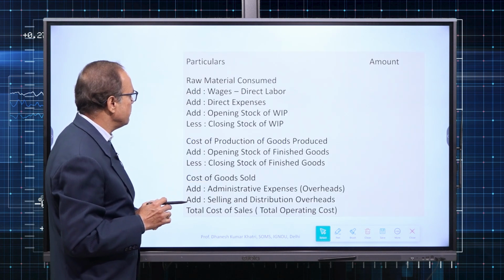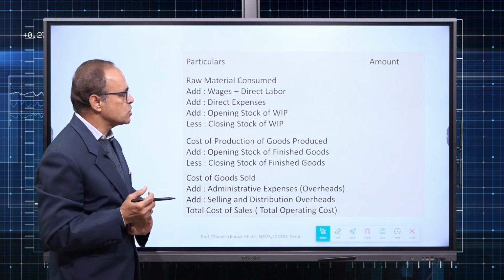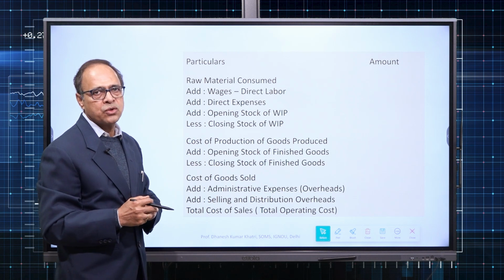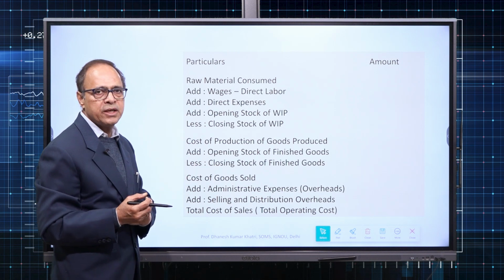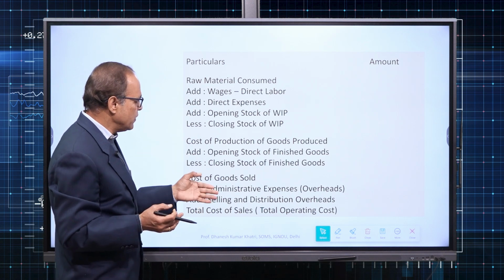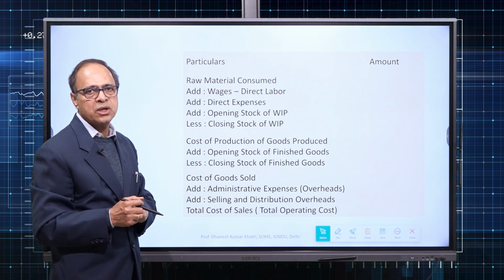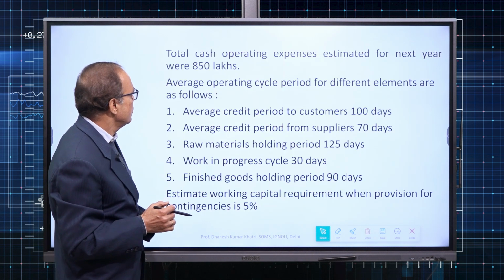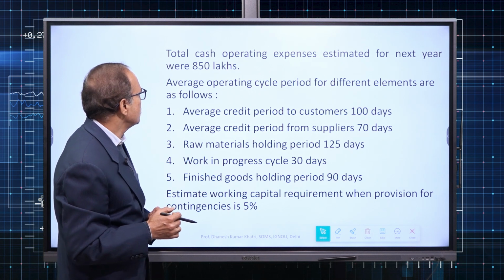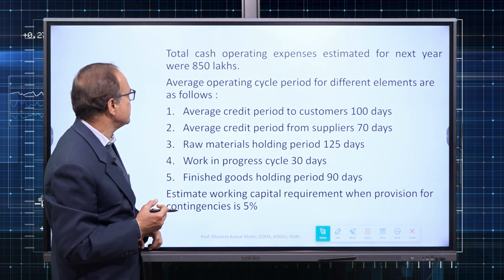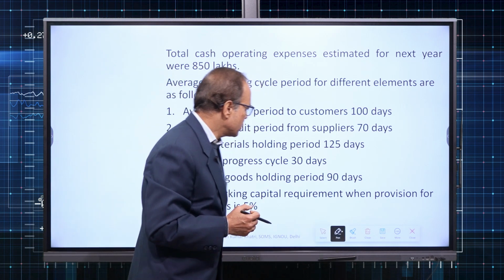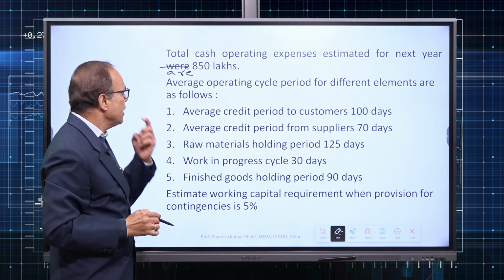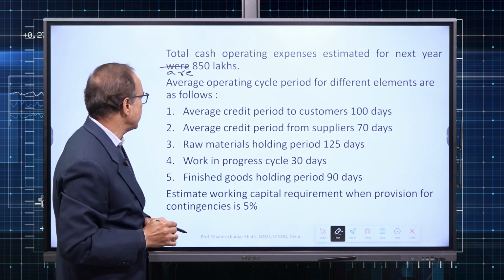Now, we can quickly see an example. This pro forma has to be filled because ultimately you have to calculate your total cash cost. So, this pro forma you can quickly note down, keep it with you. By filling in the blanks in this pro forma, you can calculate total cash cost of the sales. Now, if we take an example: total cash operating expenses estimated for the next year are 850 lakhs. Average operating cycle period for different elements are as follows.